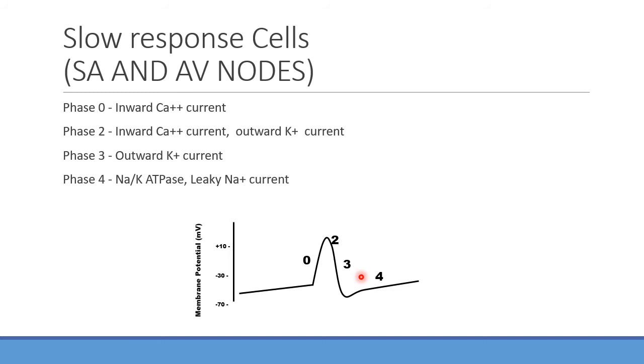Yes, sir. The leaky sodium current: the pump is still working, but sodium is slowly trickling in until depolarization. The sodium potassium pump is still sending sodium out. However, there are other channels that are open and permissive of sodium coming in, and that's what causes that steady rise. Then once it hits a certain threshold, it says, okay, let's go ahead and fire off.